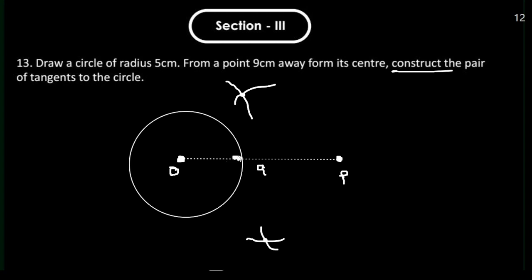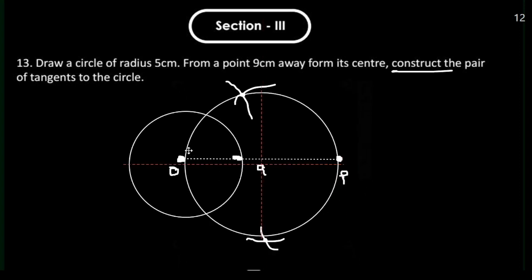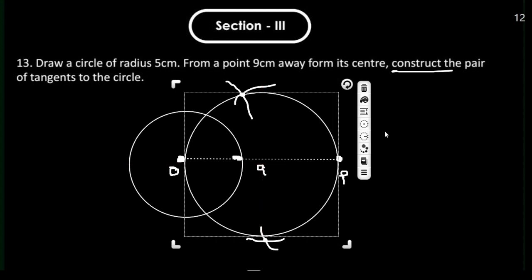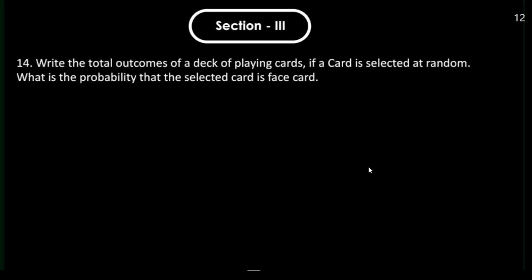Now from this point you have to draw another circle, right? So this will look like this. It will be somewhere like this, but not exactly, because we didn't take exact tools, right? So this is the process. Got it? I hope you have understood this. And let's go to our next question.